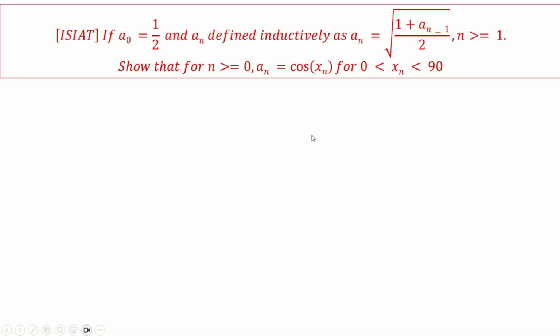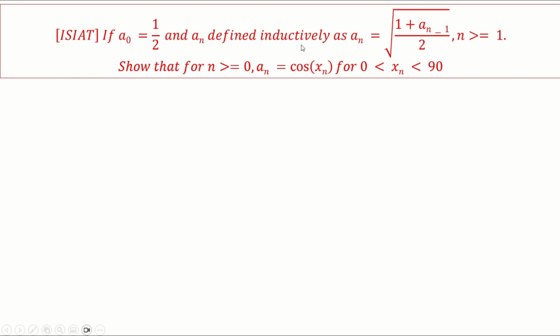Next. Another Indian Statistical Institute aptitude test question. If a0 equals half and an is defined inductively as an equals square root of (1 plus an minus 1) divided by 2, where n is greater than or equal to 1, show that for n greater than or equal to 0, an equals cos xn for xn between 0 and 90. So you are given a0, which is half, but you have to prove an is in terms of cos. How can we go? And there is a recursive equation given.